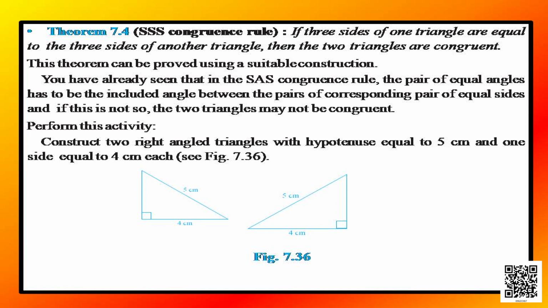So students, you have already seen that in the SAS congruence rule, the pair of equal angles has to be the included angle between the corresponding pair of equal sides. And if this is not so, the two triangles may not be congruent. Let us perform this activity. Let us construct two right angle triangles with hypotenuse equal to 5 centimeter and one side equal to 4 centimeter each. So let me draw the diagram first.